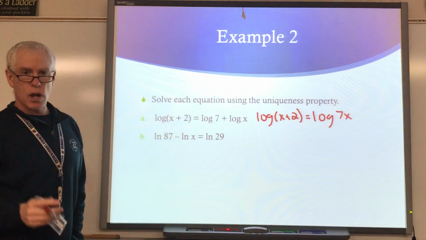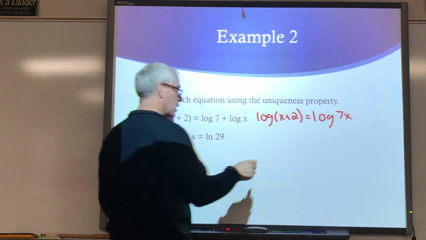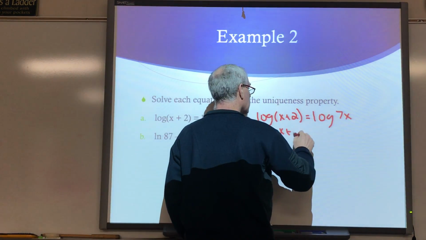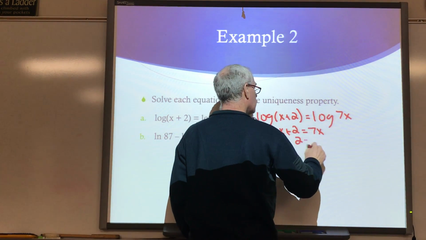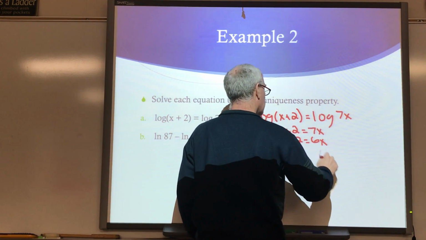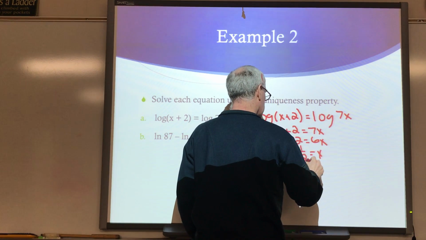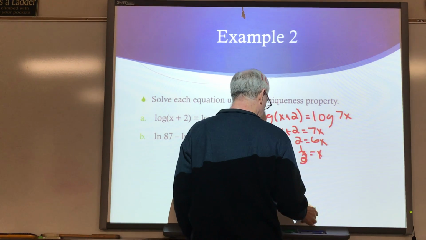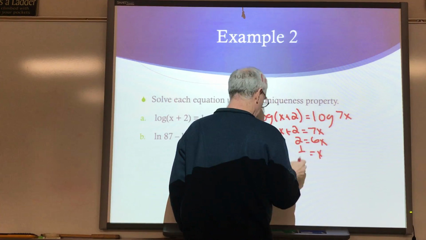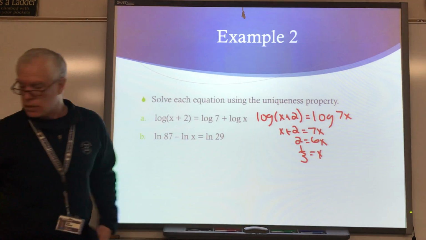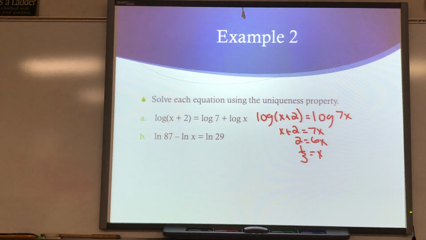Now that I have the log with the same base on both sides of the equal sign, I can ignore the logarithms and say x plus 2 equals 7x. Subtract x. 2 equals 6x, divide by 6, and x equals 1/3. Let me write that neater for you guys. Okay, so double check that we got that, yep.